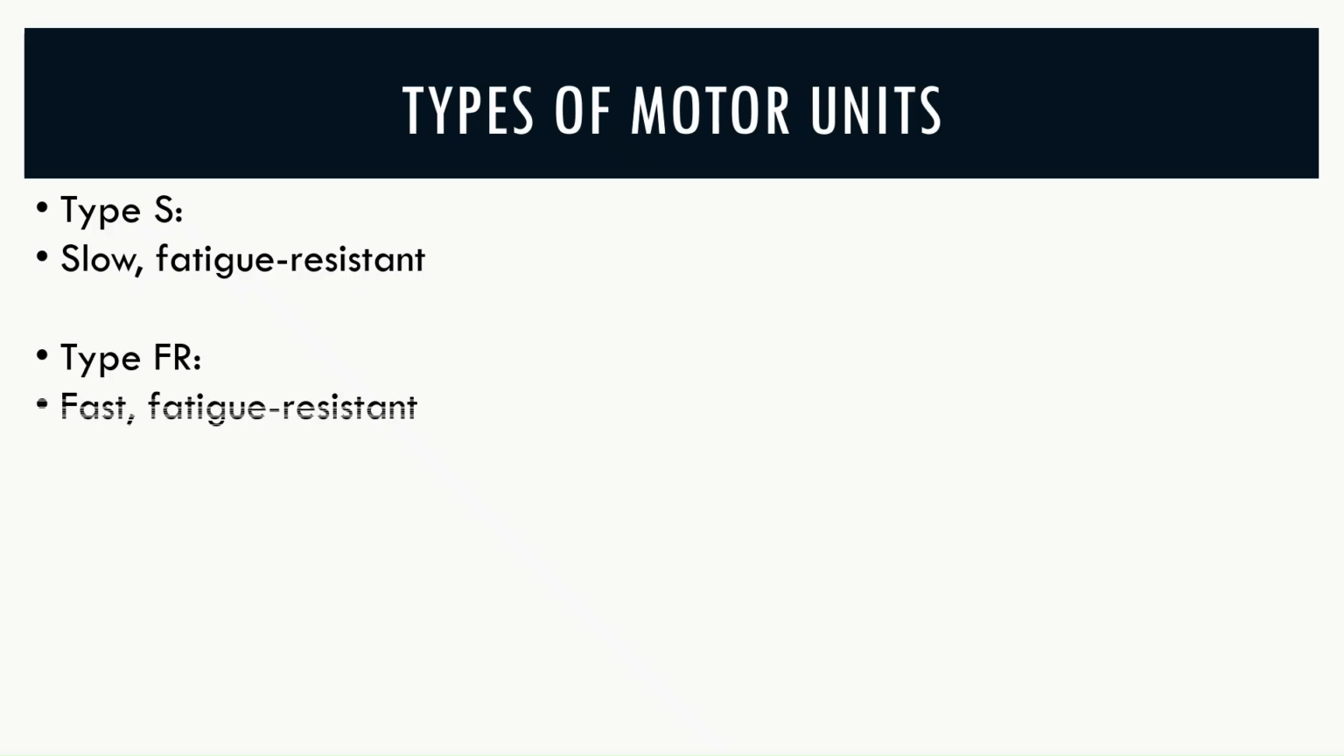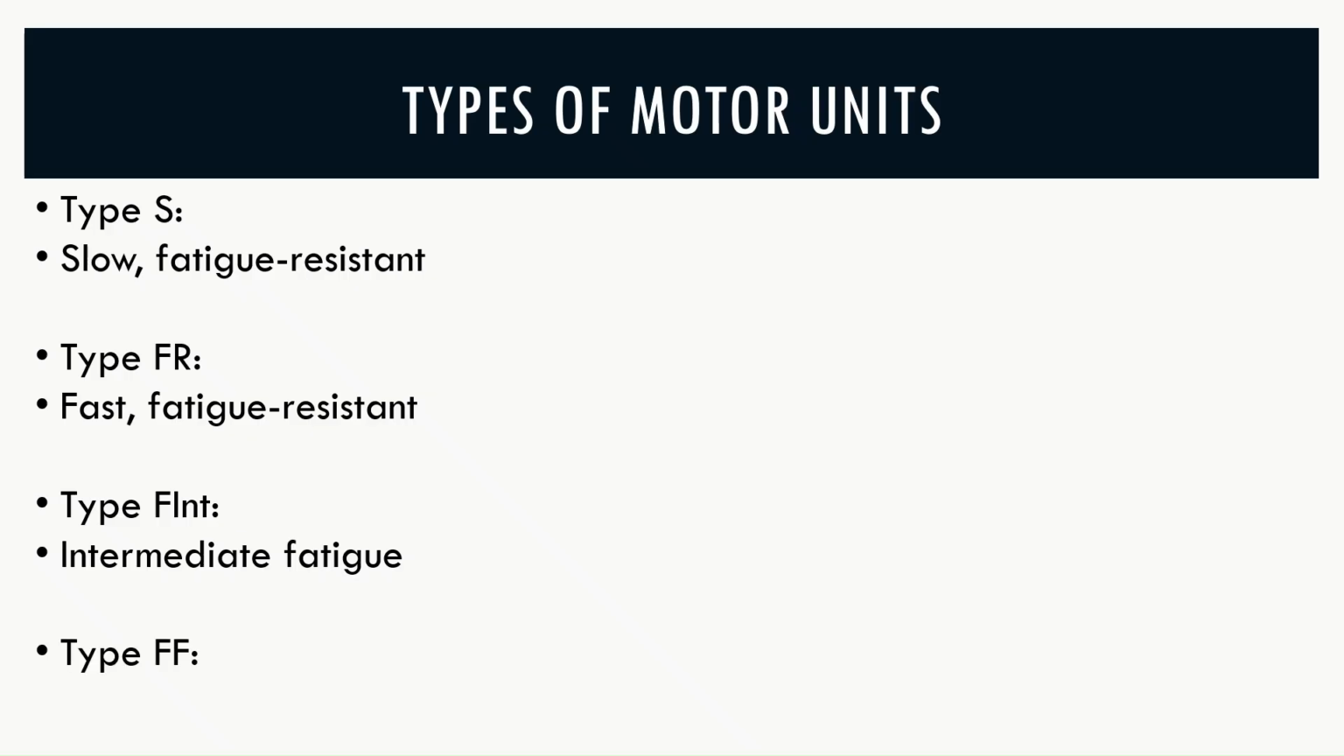Types of motor units. There are 4 types of motor units. Type S are slow and fatigue resistant. Type FR are fast but still resistant to fatigue. Type FF intermediate, Type FI show intermediate fatigue, while type FF are fast and highly fatigable.